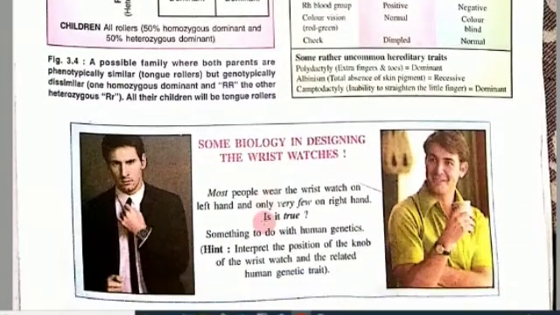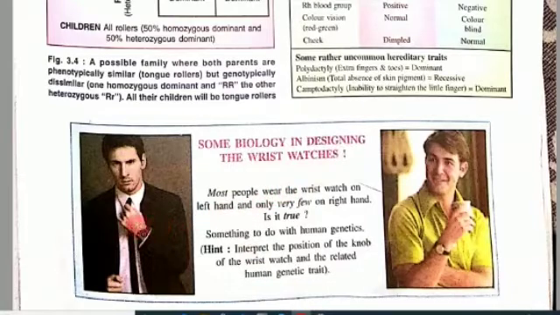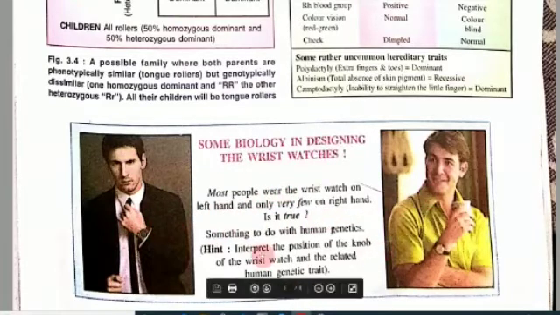Then, those people who wear a wrist watch, either on the left hand side or the right hand side, this is one of the genetic traits. Whether they wear it on the left hand side or the right hand side is one of the genetic features of human beings.